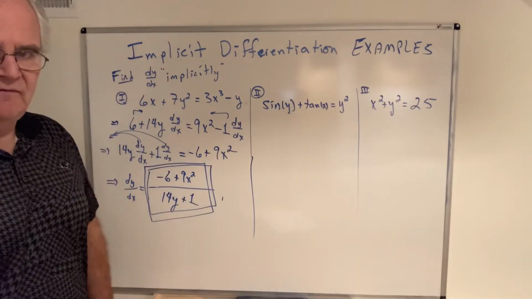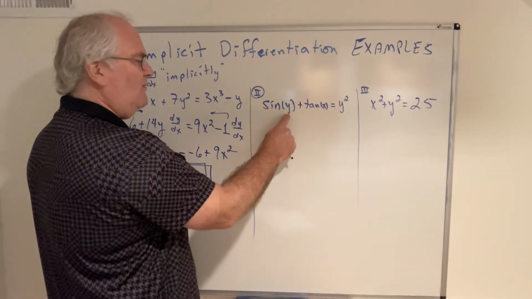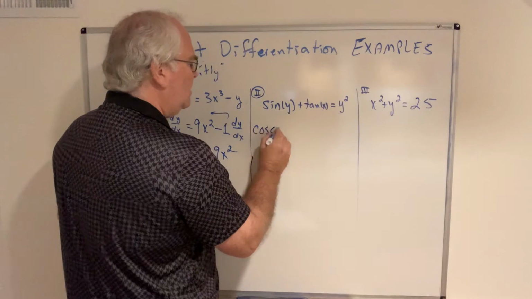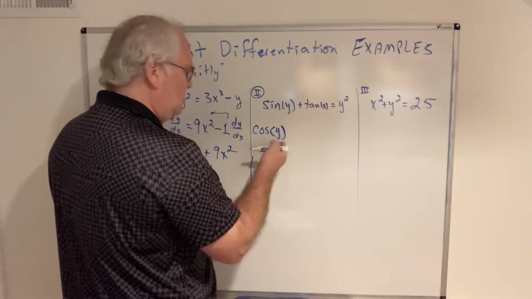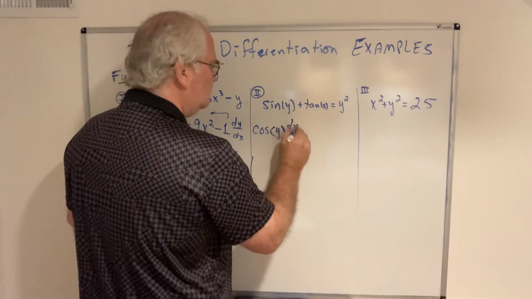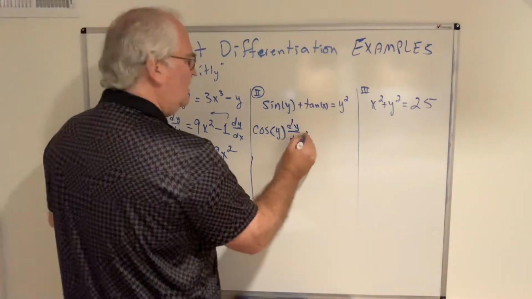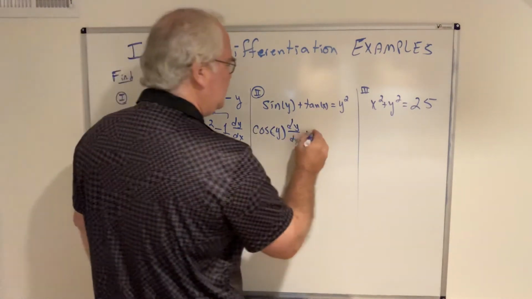If a term does involve y, multiply by dy dx. Well, there it is. That does involve y. The derivative of sine of y is cosine of y, but you need dy dx because y was involved. This term does not involve y. The derivative is as usual. The derivative of tangent is secant squared.